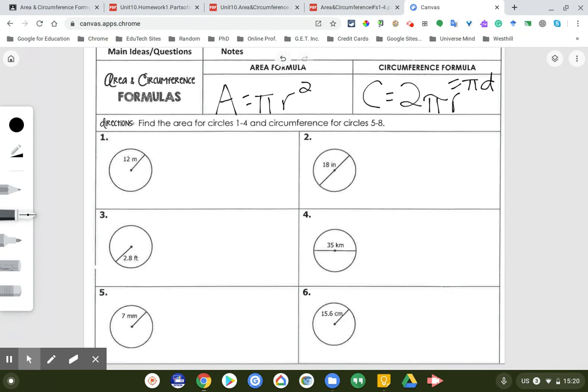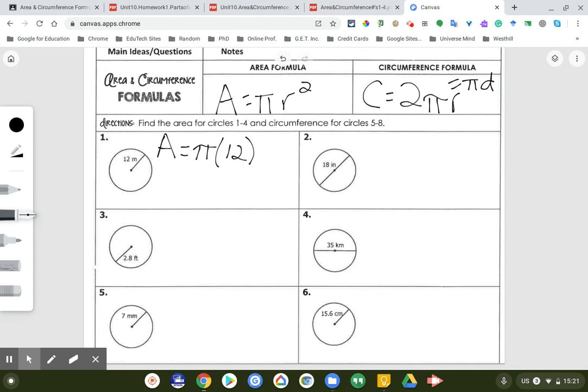So here we go. Let's try some of these problems. What we have to do is it says find the area for circles 1 through 4 and circumference for circles 5 through 8. Okay. So we're going to do number one. We're just going to do area. All right. So area equals pi times r, r here is 12, okay?